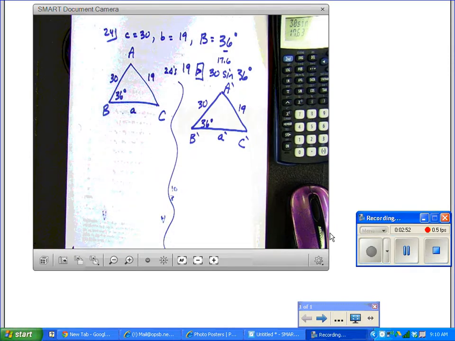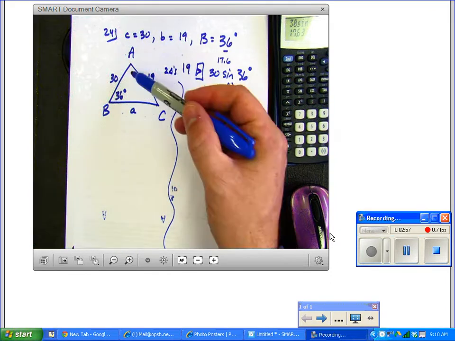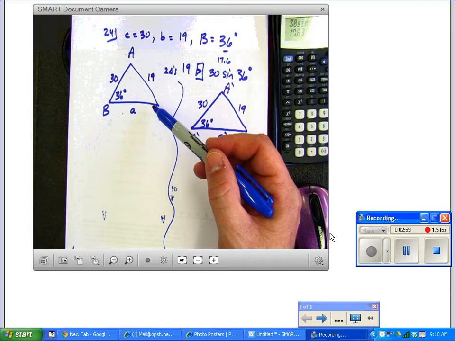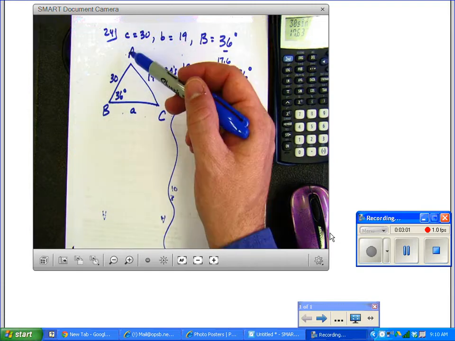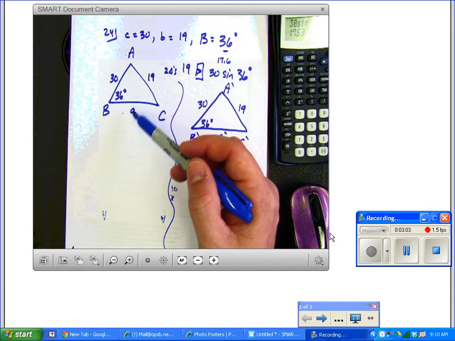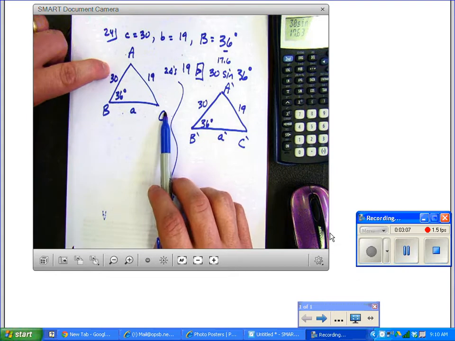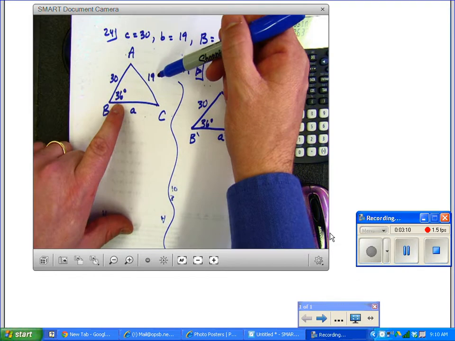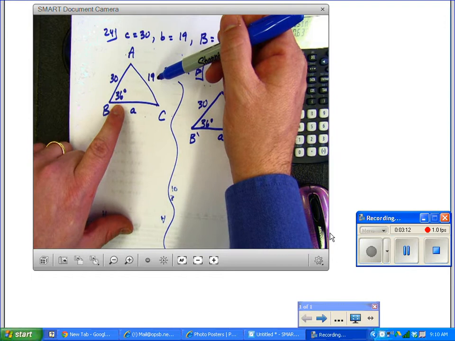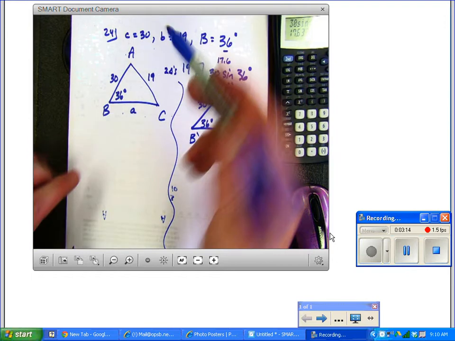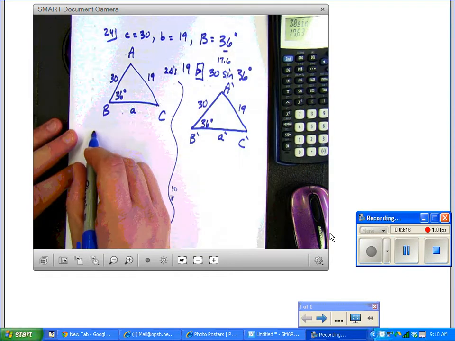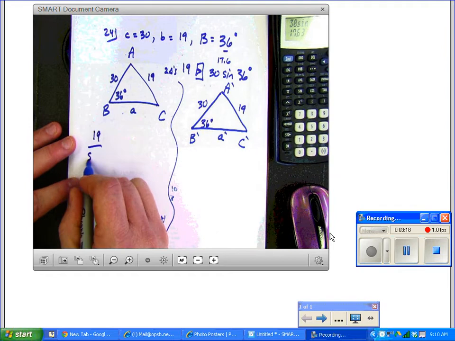Okay. All right. So now let's figure out what angle I could find here. Could I find maybe the A or the C? C. Okay. We can't find A because we don't know side A. All right. So we have to use C. Now the ratio that we'll use to find it will be the B ratio. Okay. Law of sines. All right. So here we go. The law of sines here would be 19 over sine 36.